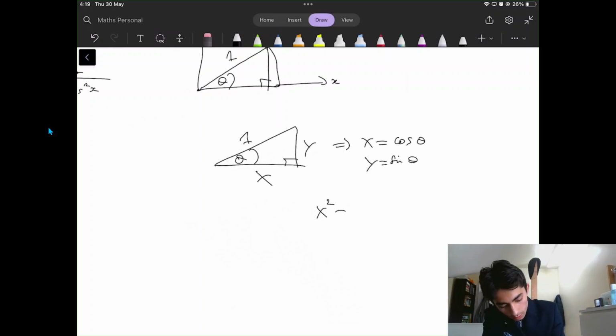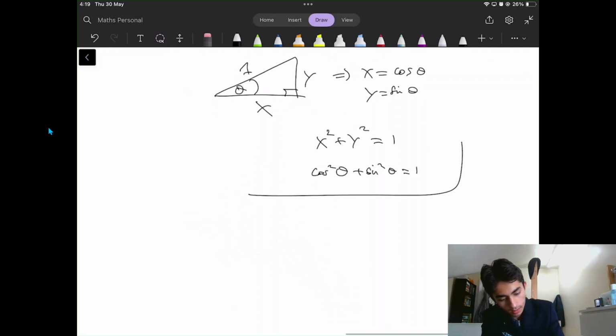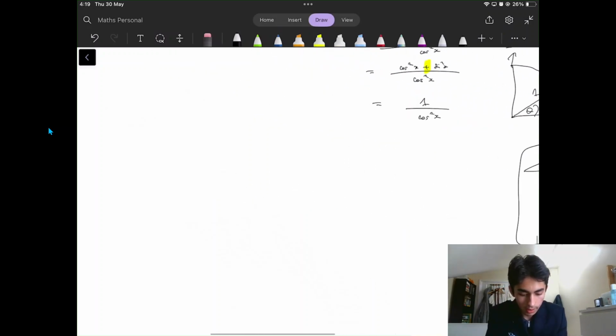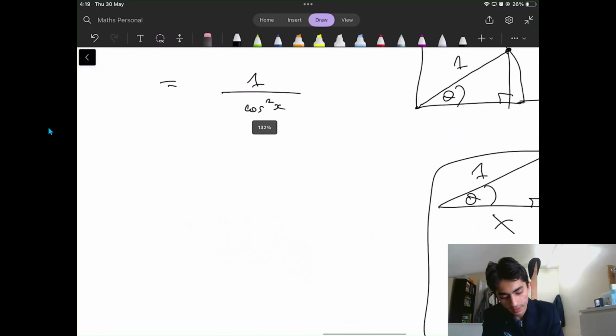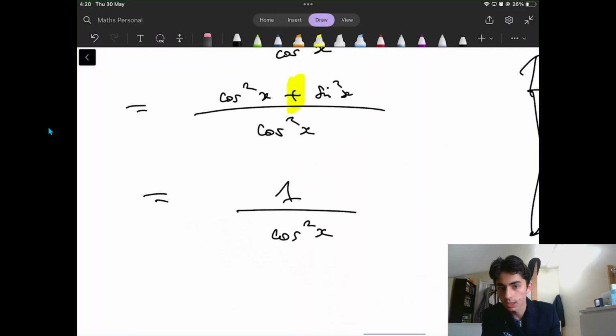And you know how x squared plus y squared equals 1, right? This implies that cosine squared plus sine squared is also equal to 1, right? That's how you can prove the Pythagorean trig identity. You use Pythagoras formula, use whatever, right? But yeah, that's how cosine squared plus sine squared is 1.